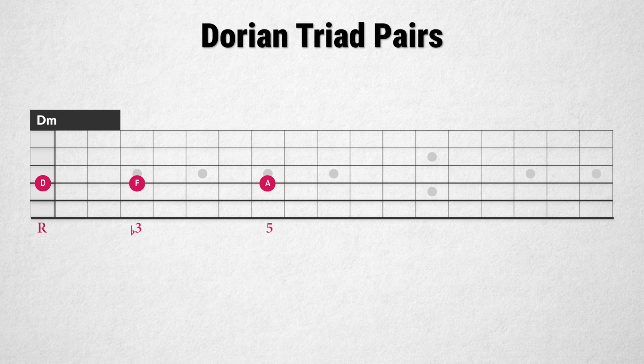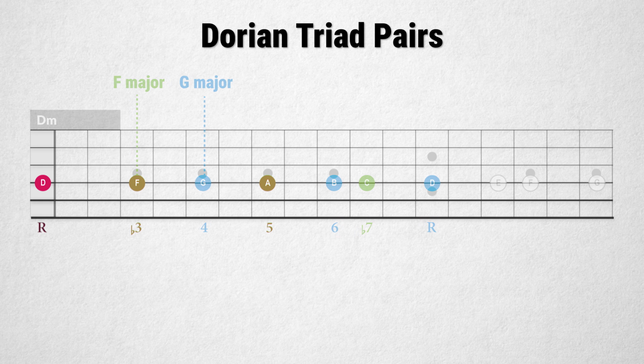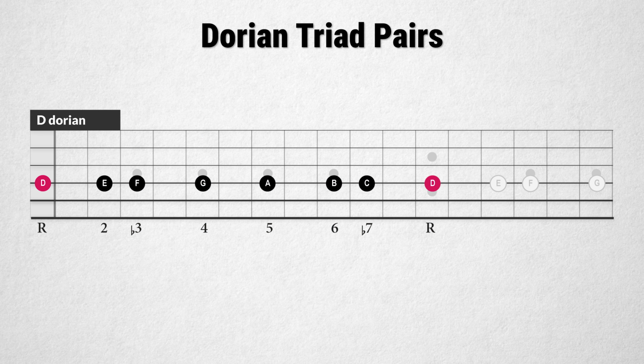Now, the same 2 chords, F major and G major, work well over a D minor and D minor 7 chord too. This creates a Dorian mode, which is a minor scale with a natural 6th degree. Now, in D Dorian, that is the note B.